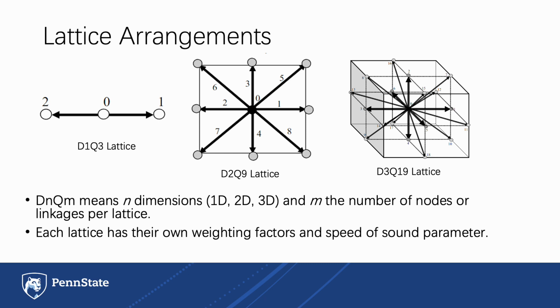This means that if you select D1Q2, for example, it's going to have different weighting factors than selecting D1Q3. Also, there is a speed-of-sound parameter that is dependent on the lattice arrangement.